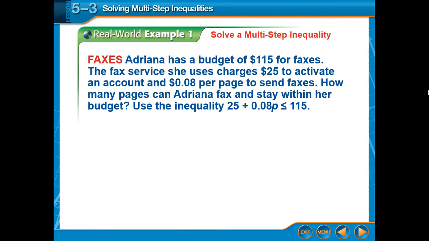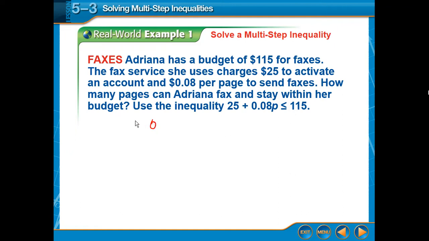If we want to solve a multi-step inequality, here's an example. Adriana has a budget of $115 for faxes. The fax service she uses charges $25 to activate an account and 8 cents per page to send faxes. How many pages can Adriana fax and stay within her budget? Use the inequality 25 plus 0.08p is less than or equal to 115. They already gave us the inequality, so all we have to do is solve it.